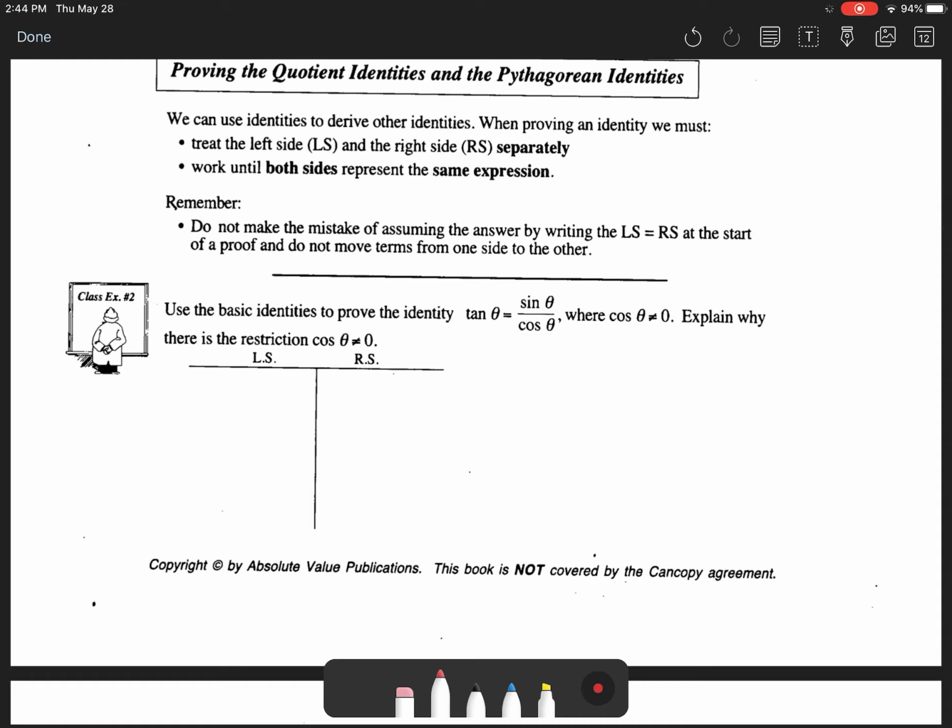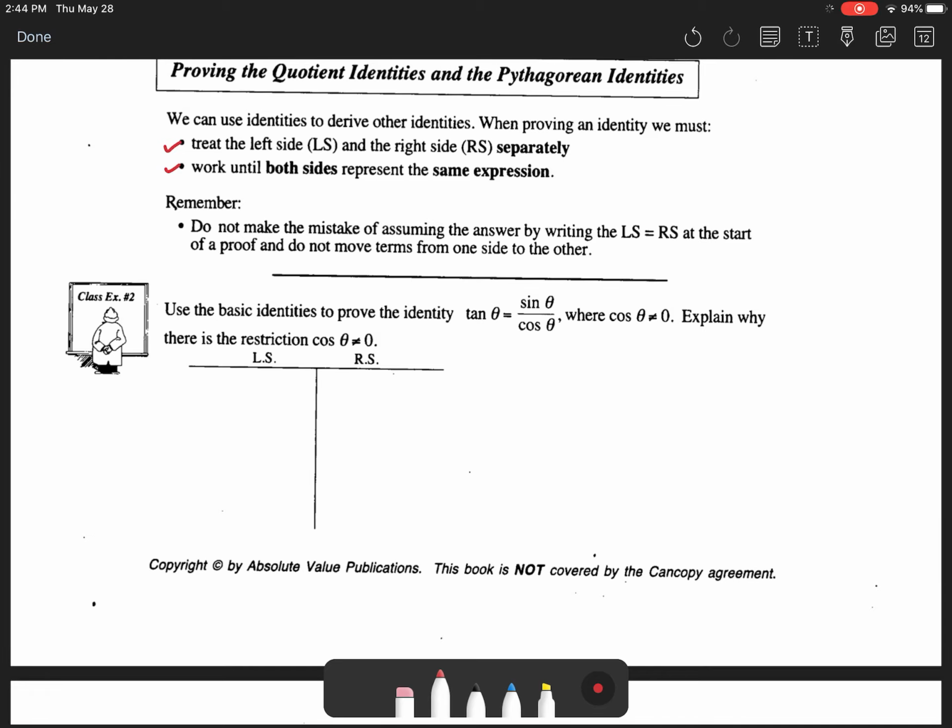So, proving the quotient identities and the Pythagorean identities. We can use identities to derive or come up with other identities. When proving an identity, we must treat the left-hand side and the right-hand side separately. We work until both sides equal the same expression. It may not be the same numerical value, it's going to be the same expression, because we're not substituting values in.